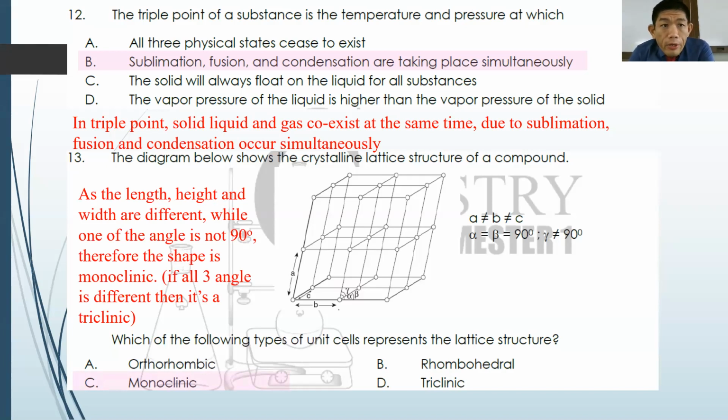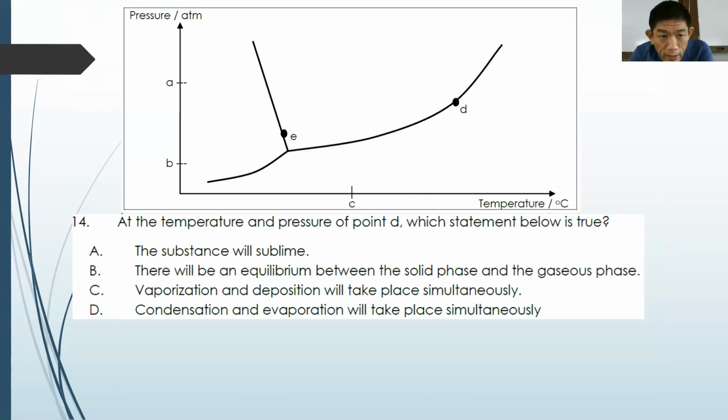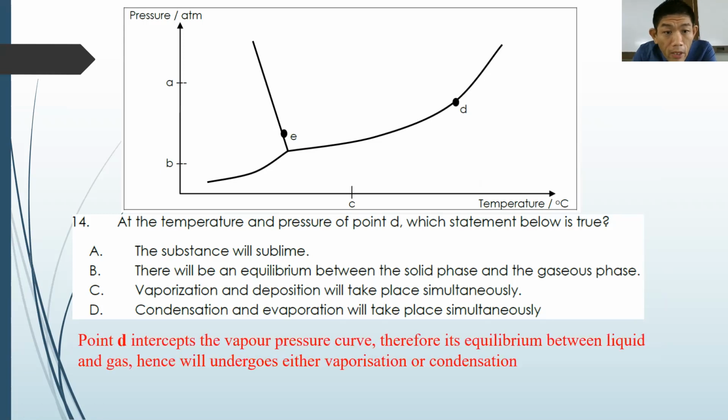Okay, number 14, at the temperature and pressure of point D, which statement is true? So what happens at point D here? Substance will sublime is wrong, because this is solid, this is liquid, and this is gas. So this is the equilibrium line between liquid and gas. Therefore, the substance does not sublime. It is either condensation or vaporization. So A is wrong.